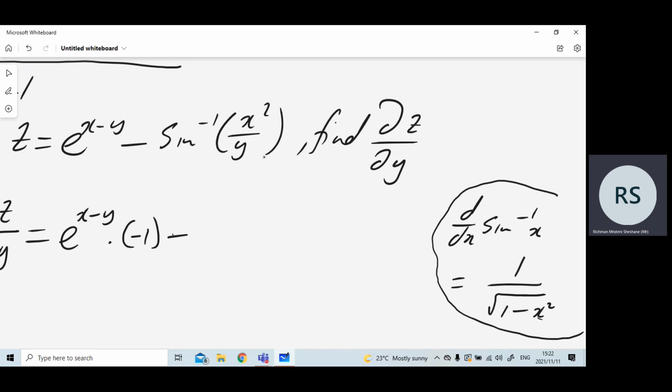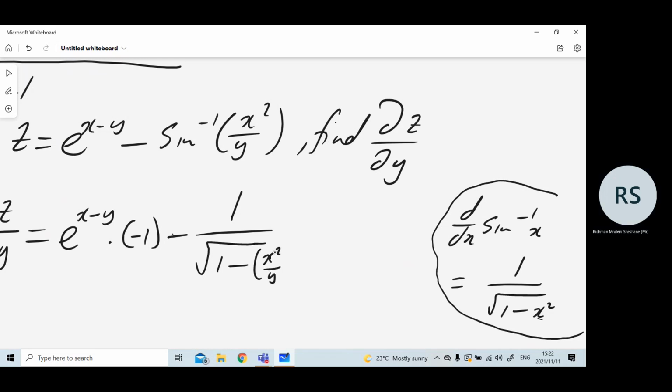So let's apply this formula here to find the derivative of sine inverse of this function. What we said, we're going to substitute this function instead of x here. So the derivative of this will be 1 over square root of 1 minus, and instead of x, I will substitute this function here, which is x squared over y, squared there. Because we substitute the function and then we apply the chain rule, so we need to multiply by the derivative of the inner function here. So the inner function is x squared over y.